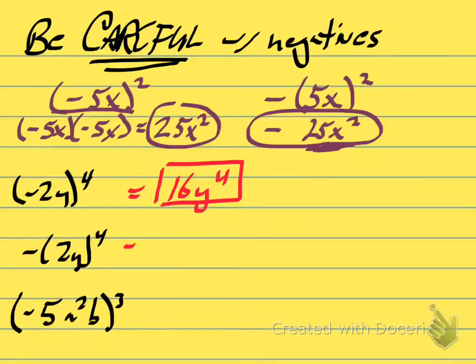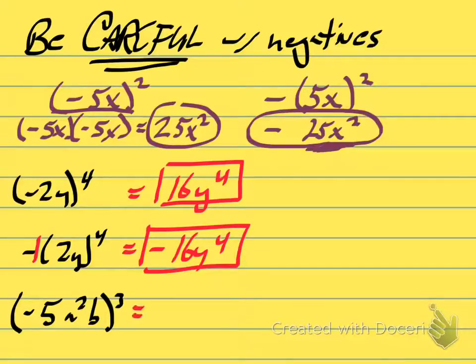Now on the second problem, again, the negative is outside, so you should have squared the 2y to the 4th. You don't even really have to do much work, because obviously it's going to come out the same thing. It's going to come out 16y to the 4th. Then I multiply by that negative, which is really like multiplying by a negative 1. And negative 1 times 16y to the 4th gives me a negative 16y to the 4th.